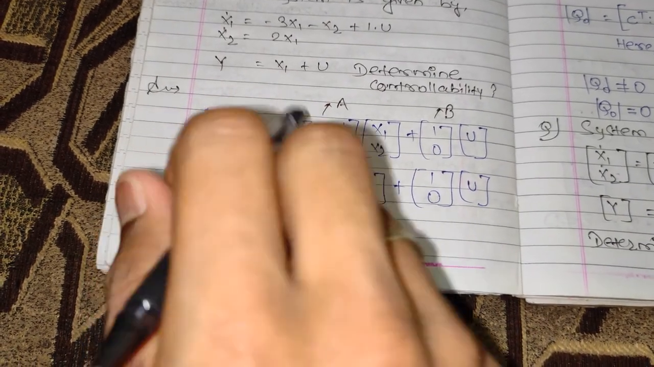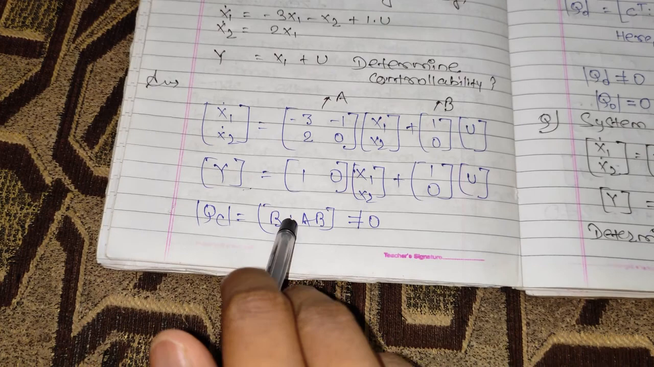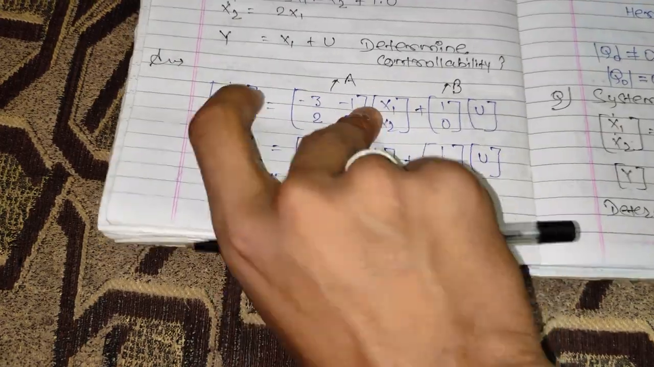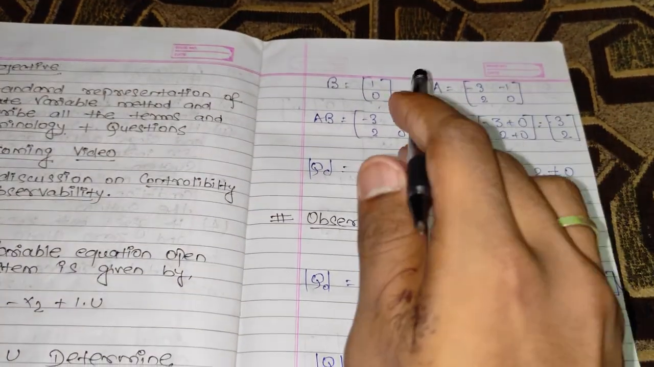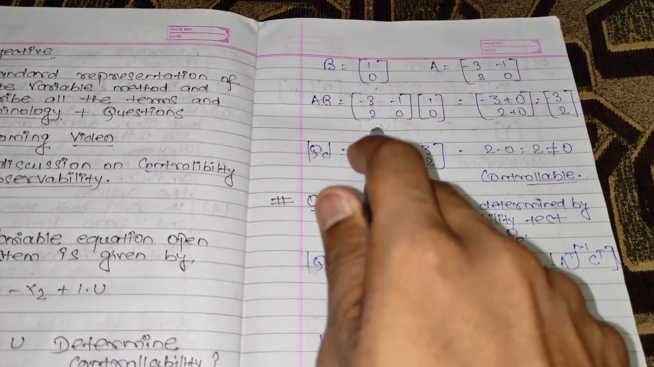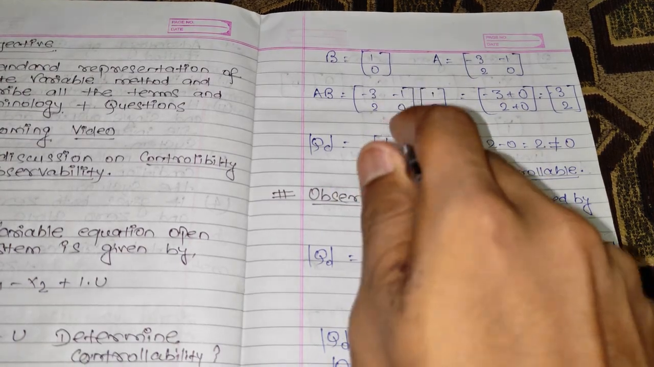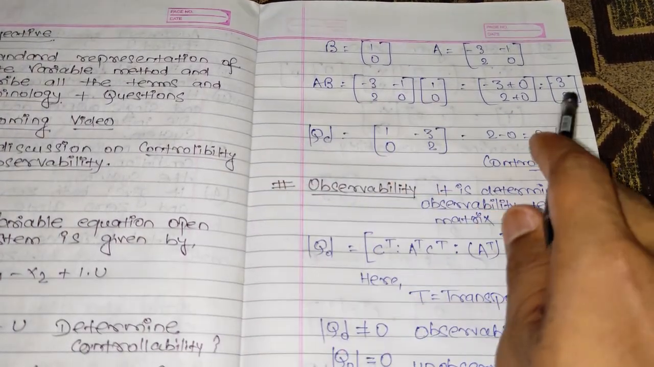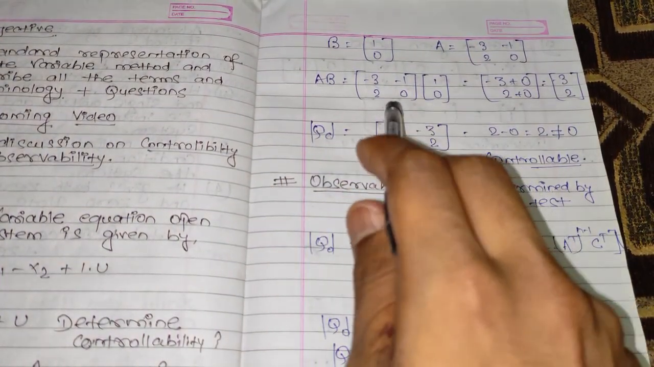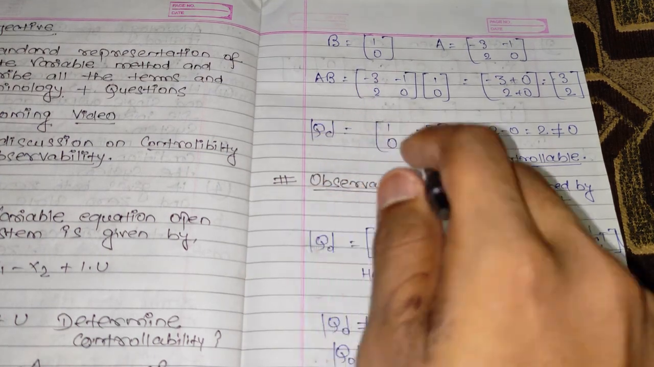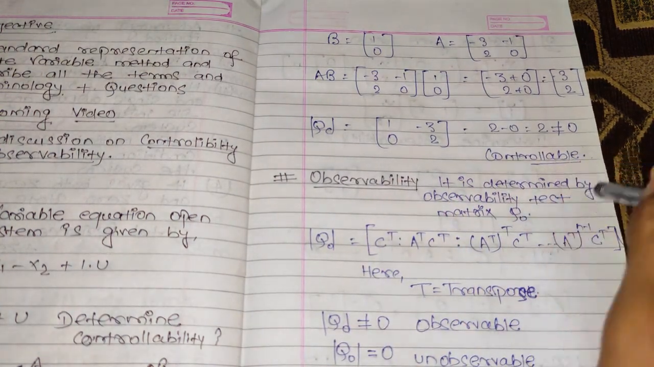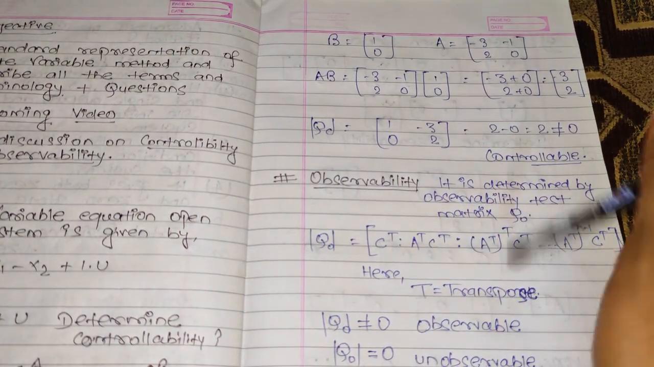So here the number of state variables is only 2. So we will go to the point, the determinant of Qc = [B, AB], and it should not be equal to 0. We have B, we have A. Firstly we will find AB. Put the value of A, minus 3, 2, 1, minus 1, 0, and B is 1, 0. Calculate this, we will get minus 3, 2. Find Qc, we will put the value of B that is 1, 0, and AB that is minus 3, 2. 2 minus 0, 2 means it is not equal to 0. So the system is controllable.